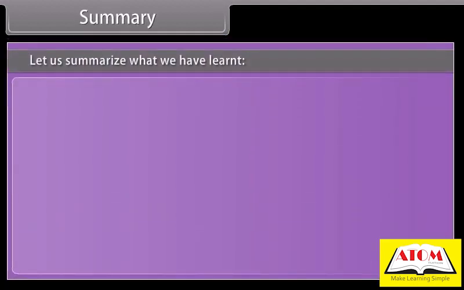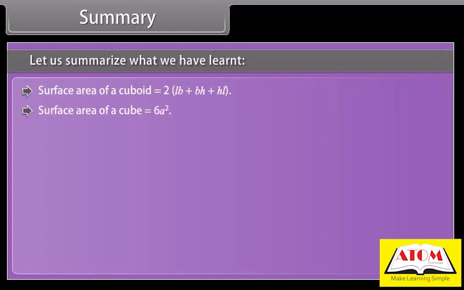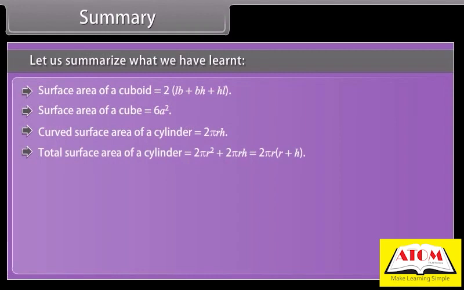Summary. Let us summarize what we have learned. Surface area of a cuboid is equal to 2 into LB plus BH plus HL. Surface area of a cube is equal to 6a square. Curved surface area of a cylinder is equal to 2 pi rh. Total surface area of a cylinder is equal to 2 pi r square plus 2 pi rh, which is equal to 2 pi r into r plus h.